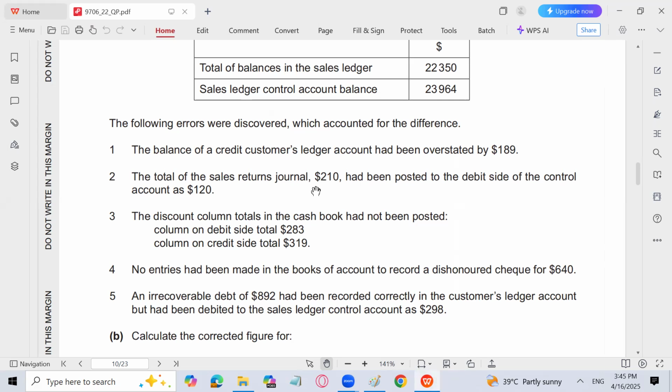Next is total of sales return journal 210 had been posted to the debit side of control account as 120. Always remember that sales return will be written on the credit side of control account. But instead of writing sales return on the credit side of control account with 210, we have written wrongly 120 on the debit side. Now let's see what we'll do.